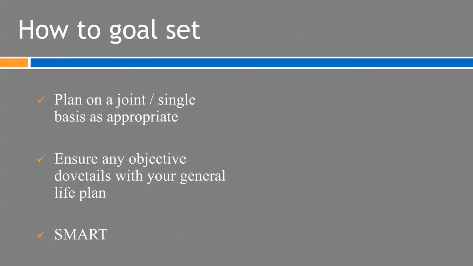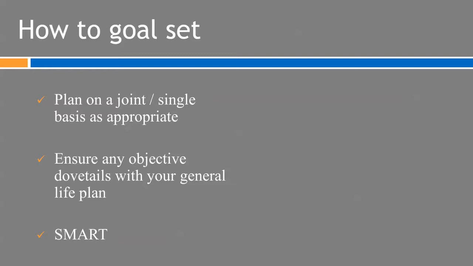So in terms of how you actually goal set, I think you need to plan on a joint and even on a single basis as appropriate. So you may have some personal investments, also family ones as well, such as sharing a mortgage together. So that should be taken into your consideration. I think your objectives need to dovetail with your general life plan. So as I mentioned, if you're going for some exciting stuff like buying a house, getting married, make sure that is factored into your investment plan. And if you're having children, that will reduce the amount of free money you've got to invest. So factor that into your long-term plan. And in fact, you may wish to invest on their behalf.